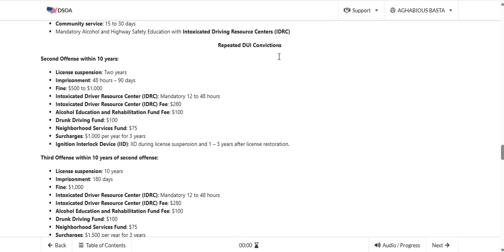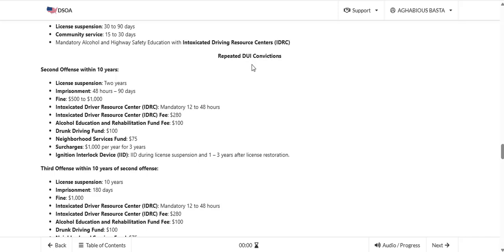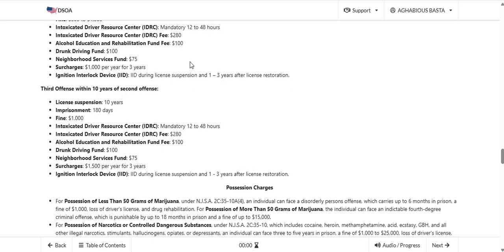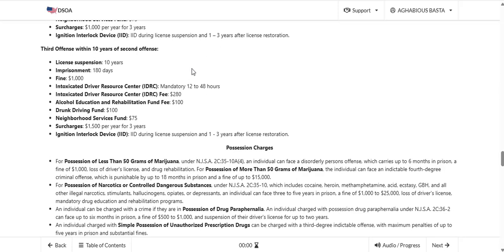Second offense within 10 years: license suspension, 2 years imprisonment, 48 hours to 90 days, fine $500 to $1,000, Intoxicated Driver Resource Center, IDRC, mandatory 12 to 48 hours, IDRC fee $280, Alcohol Education and Rehabilitation Fund fee $100, Drunk Driving Fund $100, Neighborhood Services Fund $75, surcharges $1,000 per year for 3 years, Ignition Interlock Device, IID, during license suspension and 1 to 3 years after license restoration.